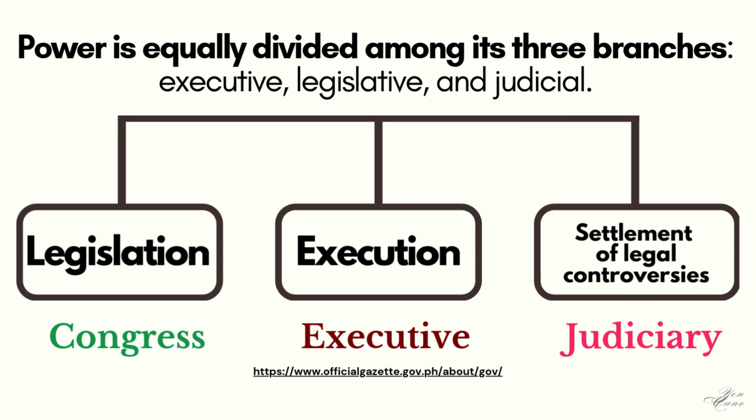So here you can see that you have three: the legislative, the executive, and the judiciary. When we talk about the legislative, we have the Congress. Congress is composed of two houses or chambers. That's why we call it bicameral. In the upper house, we have the senators, 24 of them, and with the Congress, you have the House of Representatives.